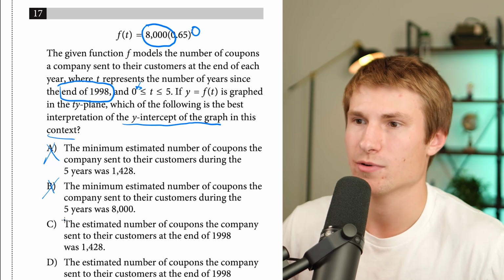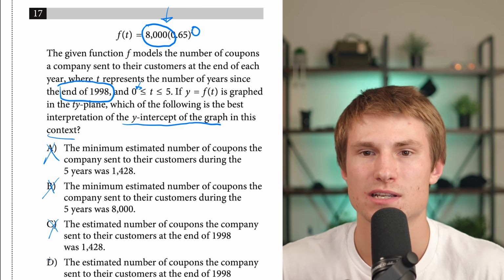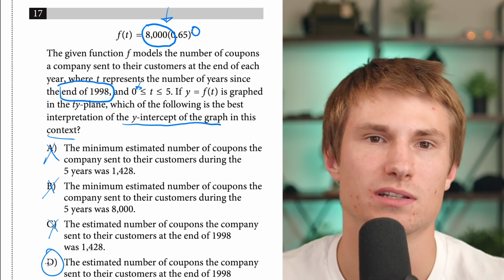And then C, the estimated number of coupons the company sent to their customers was 1,428. No, we know it's 8,000. 8,000 is our initial value. D, the estimated number of coupons the company sent to their customers at the end of 1998 was 8,000. Yes, D is our answer.